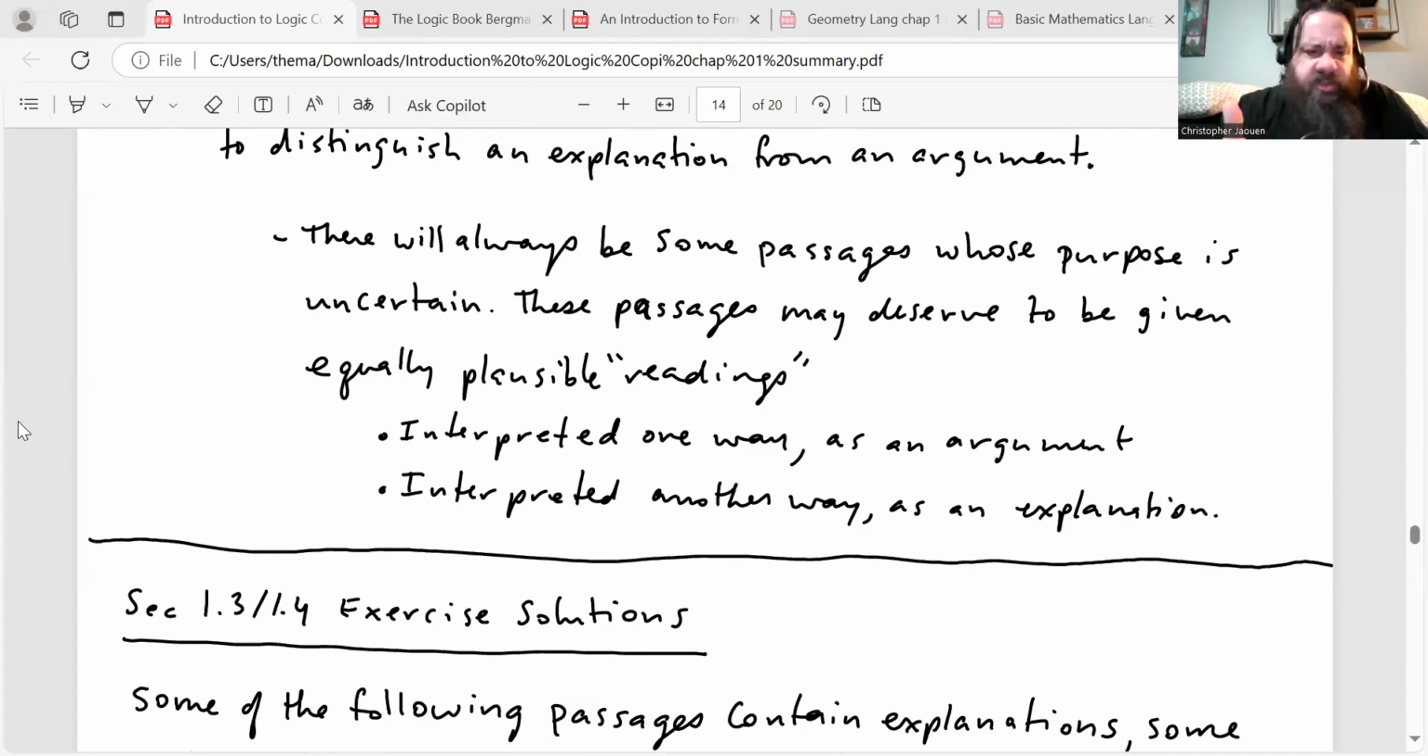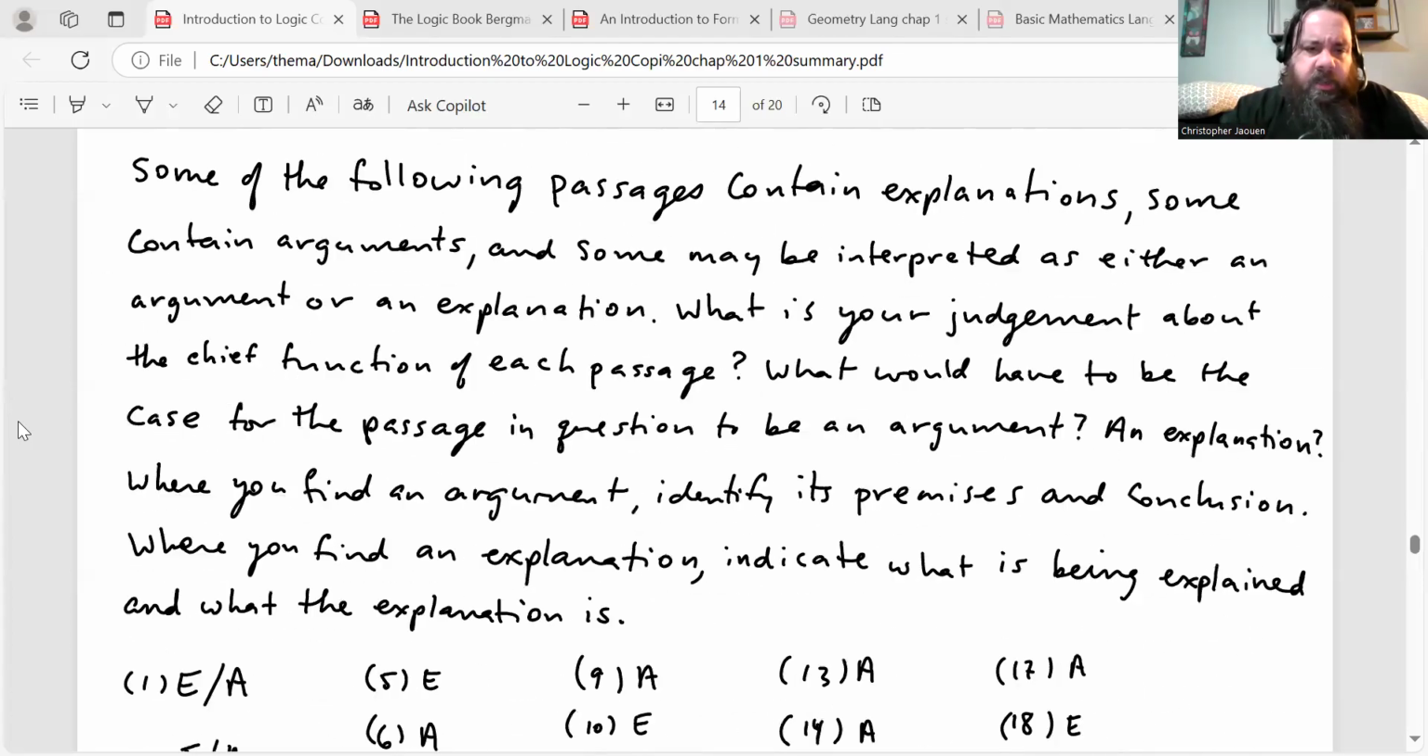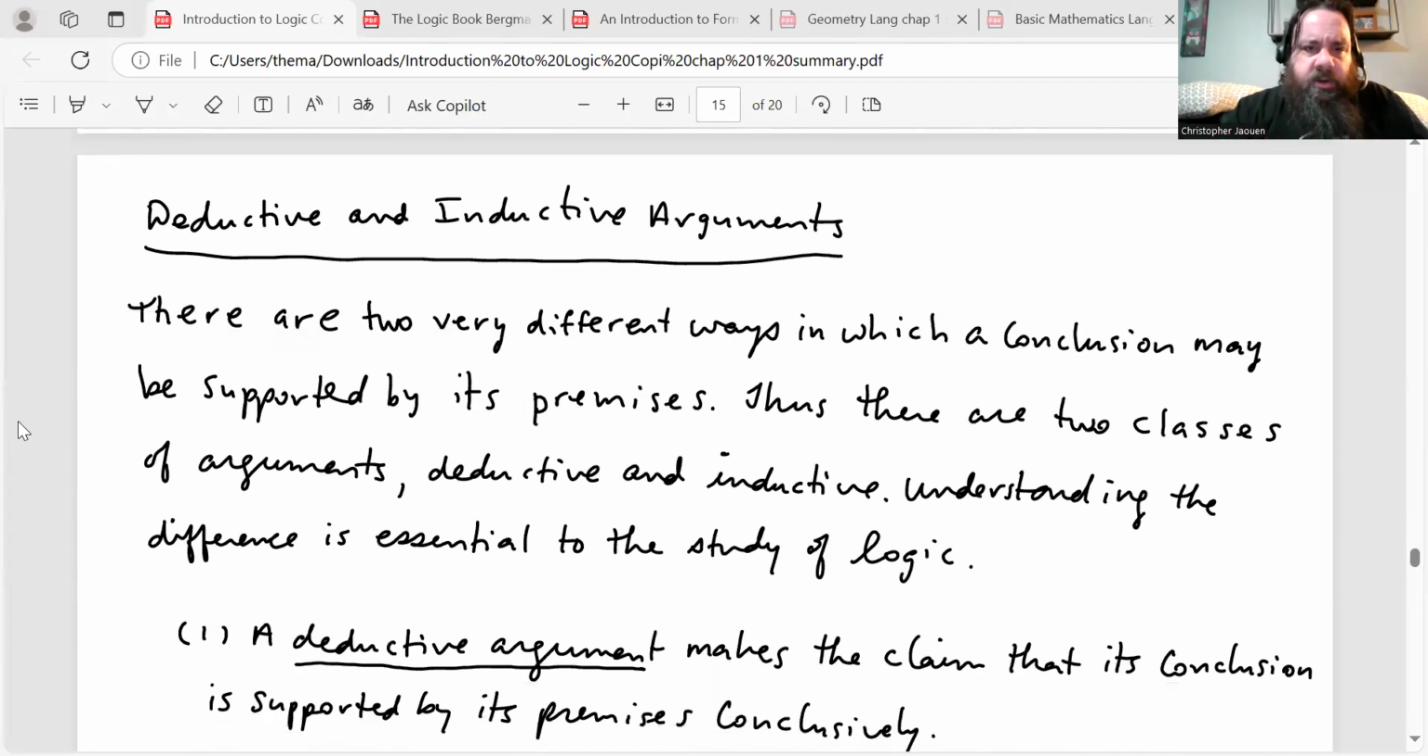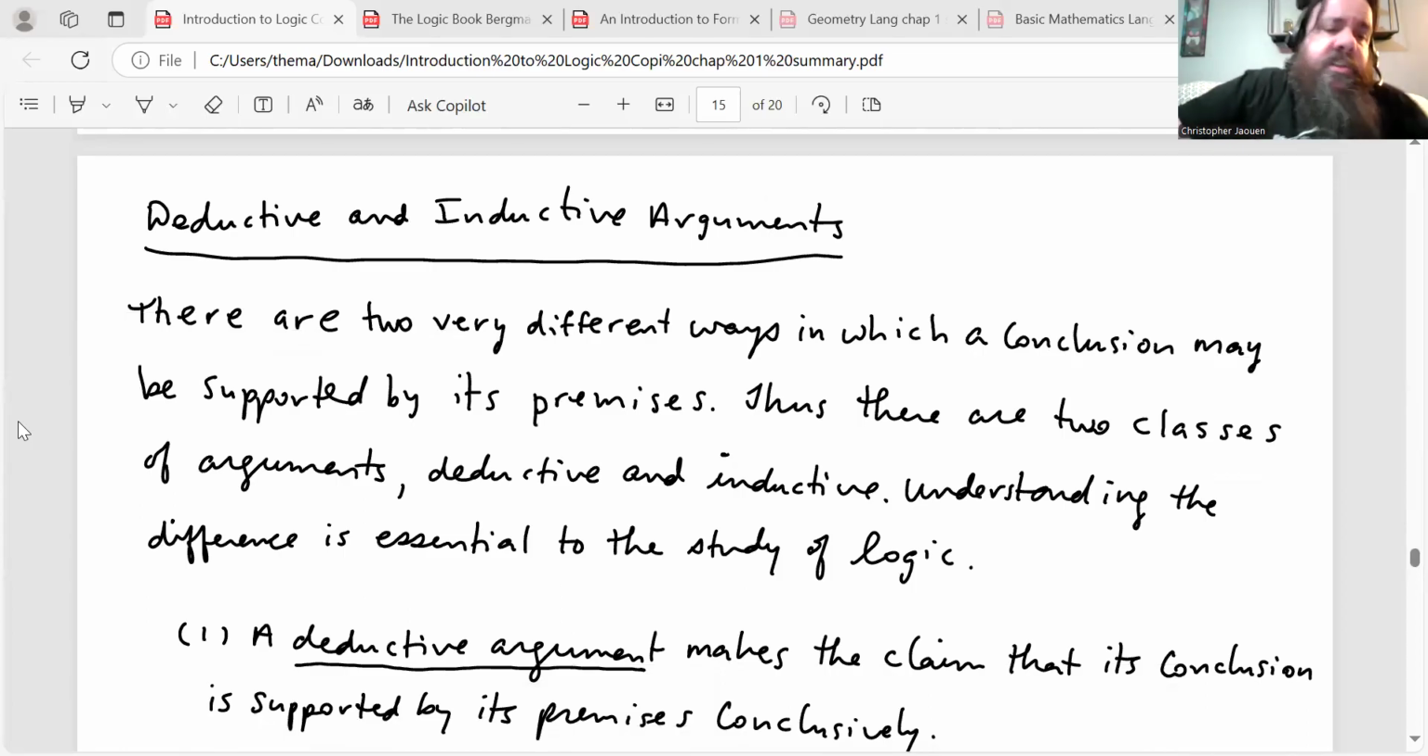I'm going to skip this exercise set 2 for the same reasons I skipped the other one. So I'm just going to skip these and finish up the chapter here. Deductive and inductive arguments. There are two very different ways in which a conclusion may be supported by its premises.